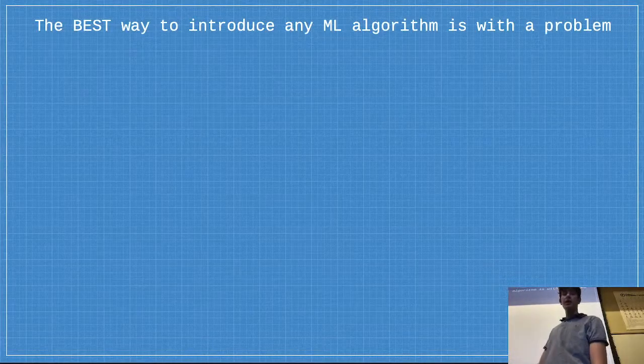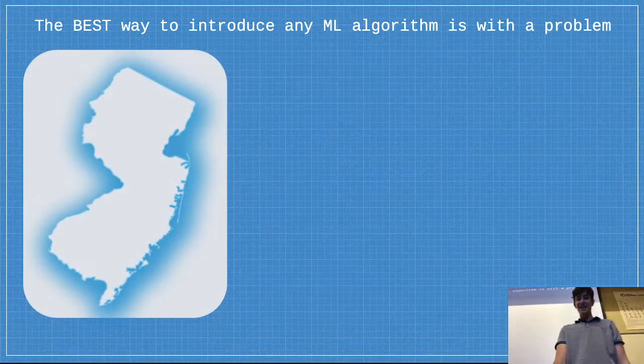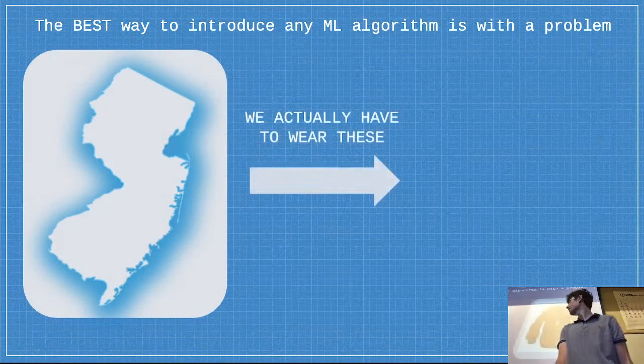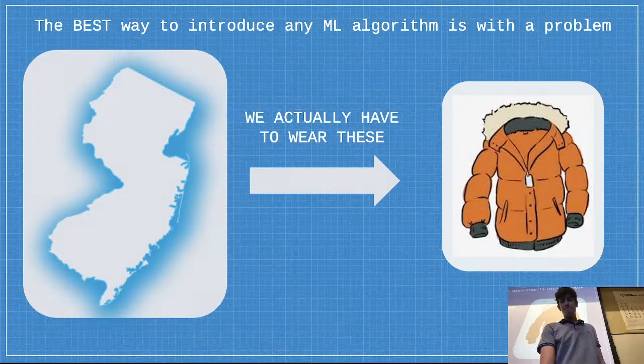So the best way to introduce any ML algorithm is with a problem. So I'm from New Jersey, I'm not from Arizona, and it gets pretty cold in New Jersey, so we have to wear these coats. I don't know if you Arizona people know what these are, but it can get up to like -10 degrees, so we have to stay warm.